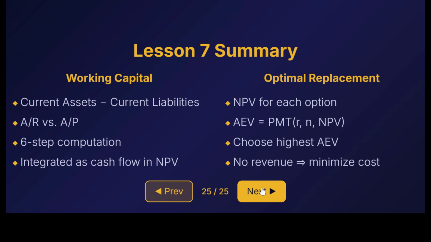Optimal replacement timing addresses the comparison of alternatives with unequal lifespans. The AEV method converts each option's NPV into an equivalent annual value, enabling fair comparison. The steps are: compute NPV for a single cycle, compute AEV, and select the option with the highest AEV or lowest annual cost.